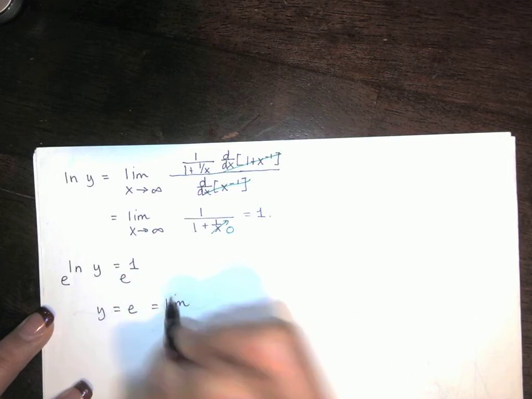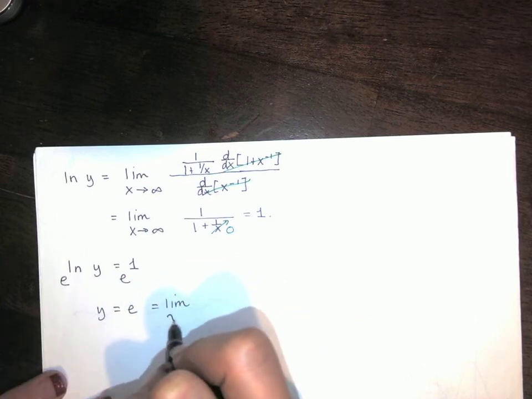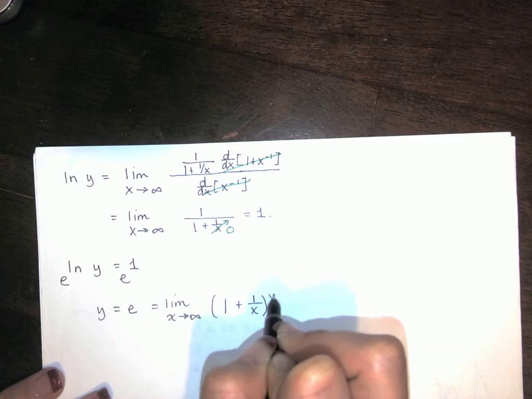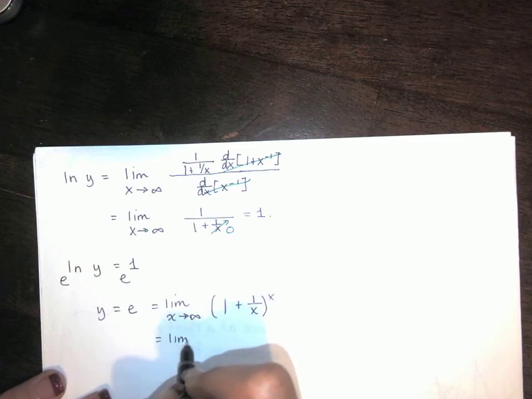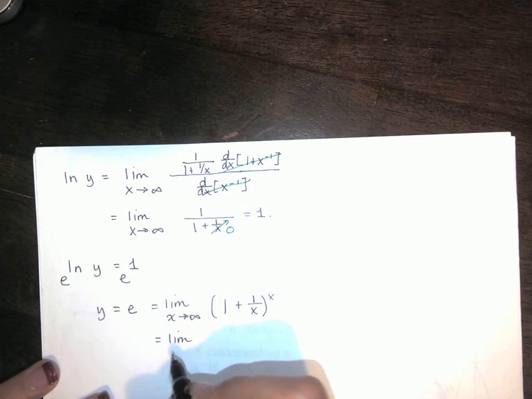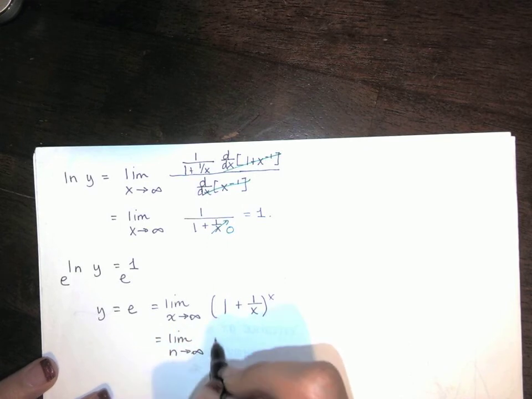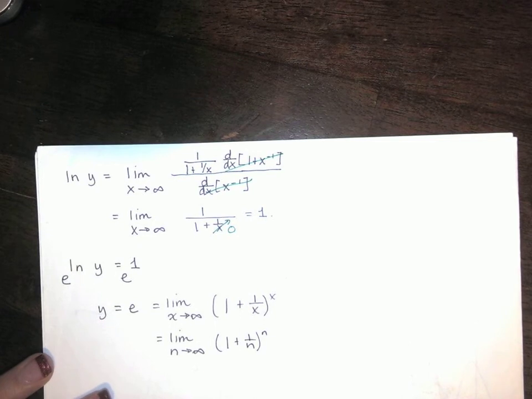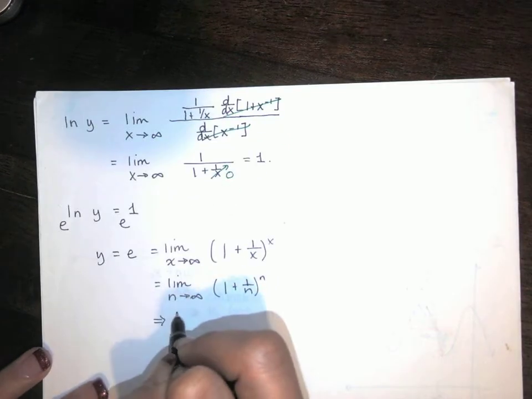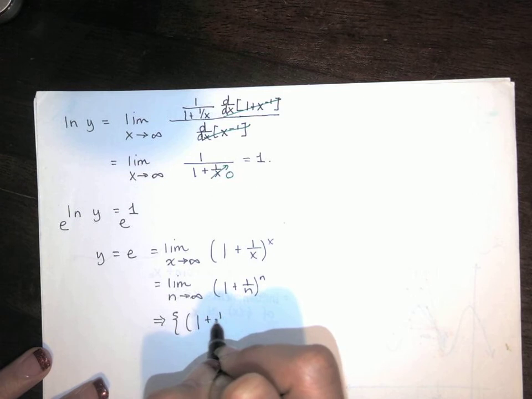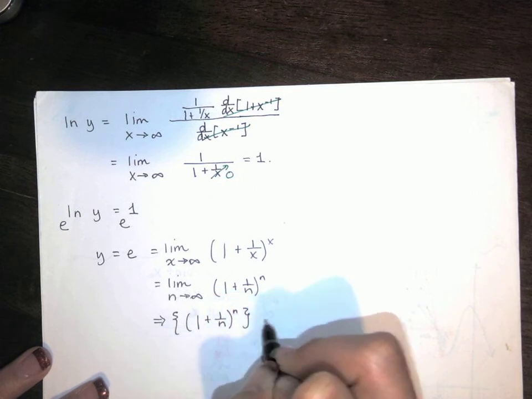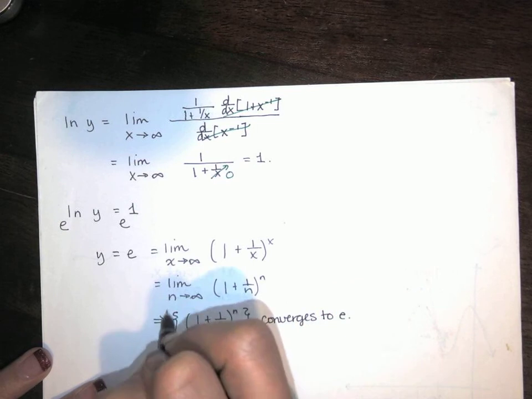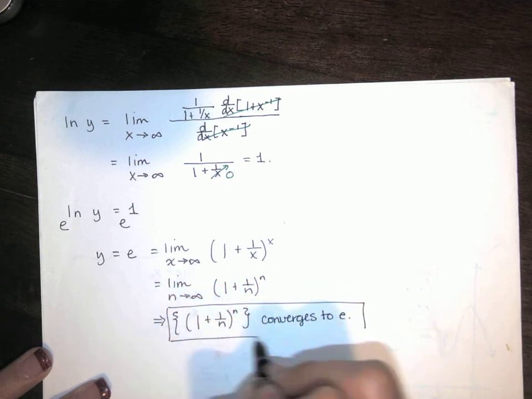So that is the limit as x goes to infinity of 1 plus 1 over x raised to the x. And because of our continuous function theorem, that's the same as this limit. So that means this sequence converges to e. Which I think is pretty cool.